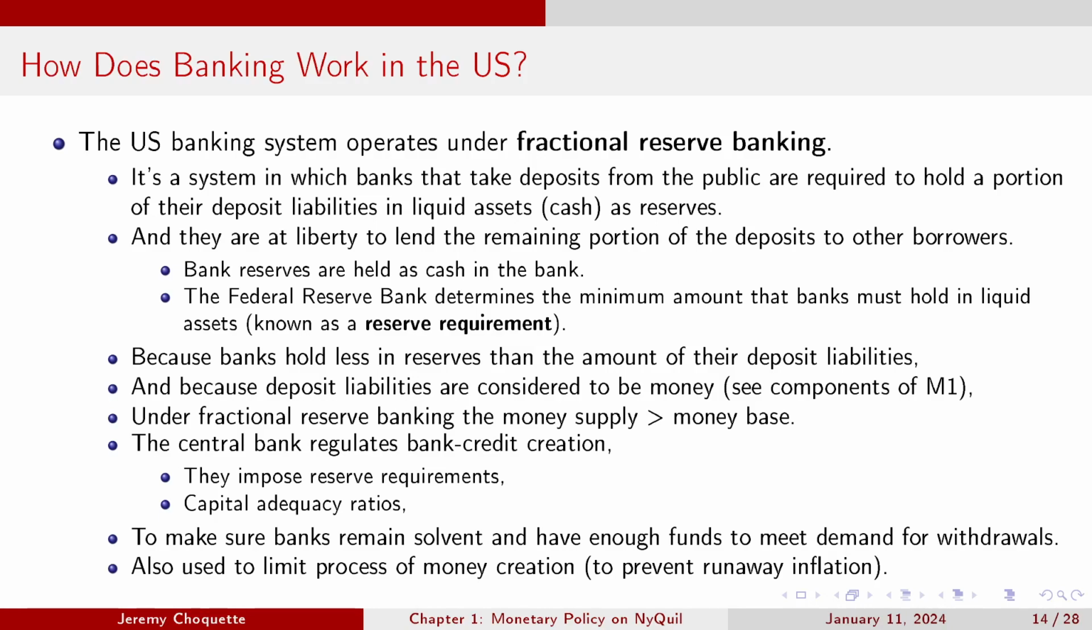Now, the U.S. banking system operates under what is known as fractional reserve banking. It's a system in which banks take deposits from the Freemasons, and I'm kidding. They take deposits from the public and are required, or were required, to hold a portion of their deposit liabilities in liquid assets as reserves. Now, they're not required to. They hold what they think is necessary. They're at liberty to lend out the portion of deposits that they want to lend to other borrowers.